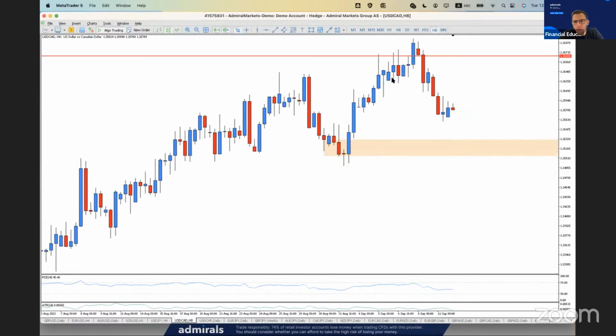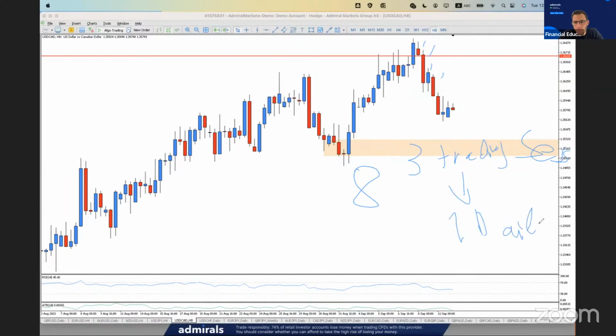On the 8-hour chart, why do I like the 8 hours? Because 8 hours is the duration of each candle. Now, 3 trading sessions consist of 1 daily candle. So the 8-hour chart gives a better understanding of the sessions.